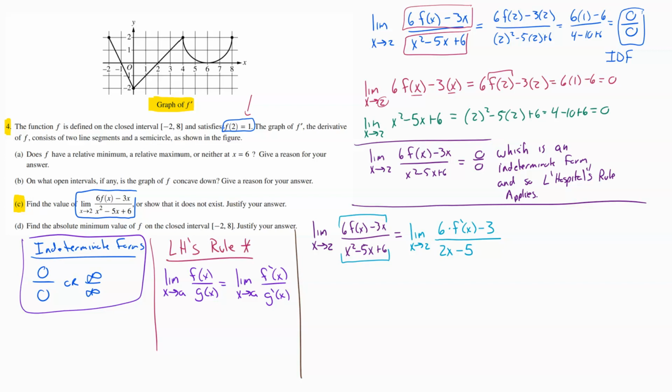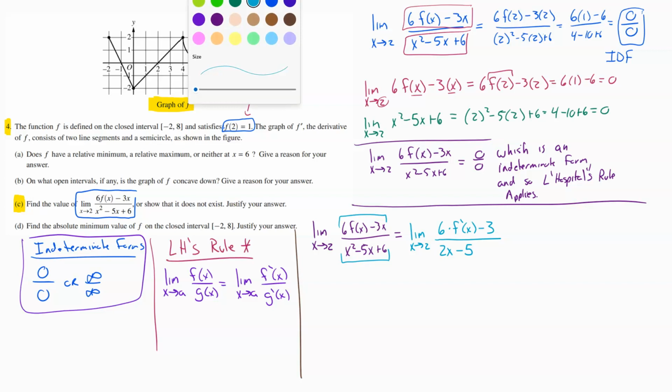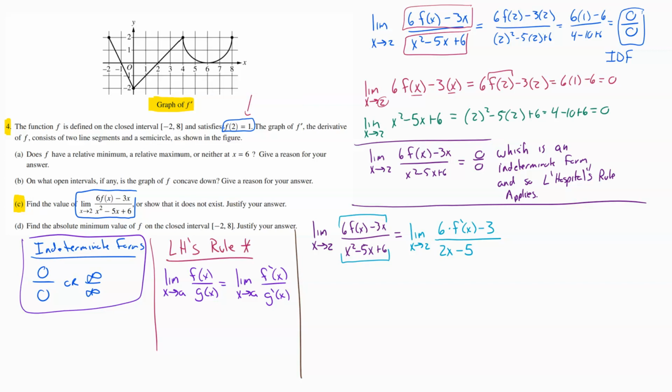At this point, we can now come back and start plugging our value in again. So we would say, all right, this is going to equal 6 times f prime of 2 minus 3 over 2, plugging in for x, 2 on the bottom, minus 5. And so as we do this, now we've got to break down our pieces. So this would be 6 times f prime of 2.